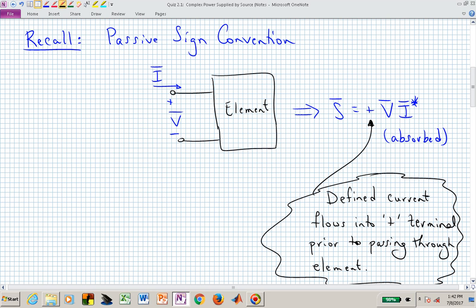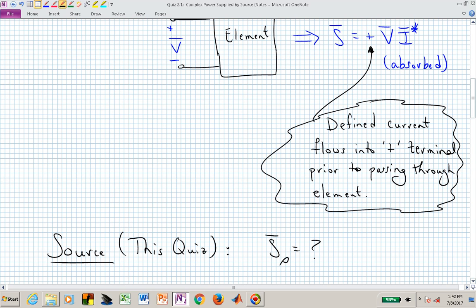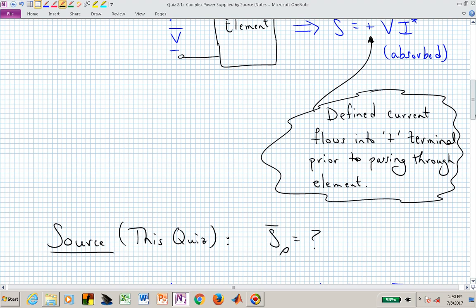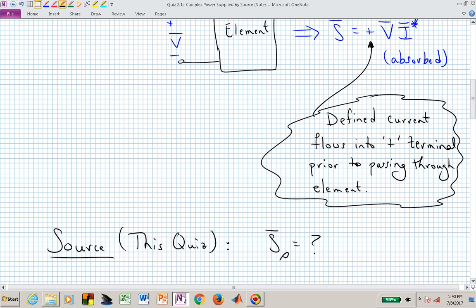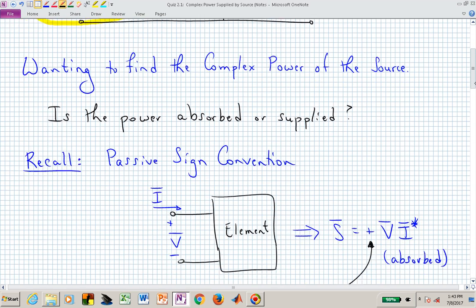So we're defining the passive sign convention in this way, and that means we put a positive labeling on V I star when the defined current flows into the positive terminal before that current flows through the element. In our particular case, or in this quiz, you probably have seen that circuit also in the quiz, we want to know what's the associated power of the source. Is it absorbed or is it supplied?